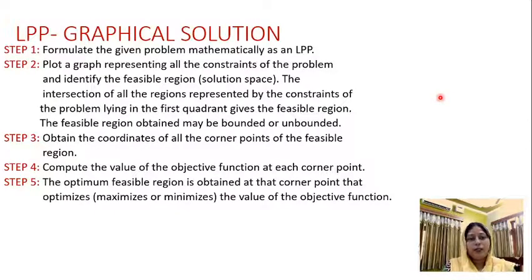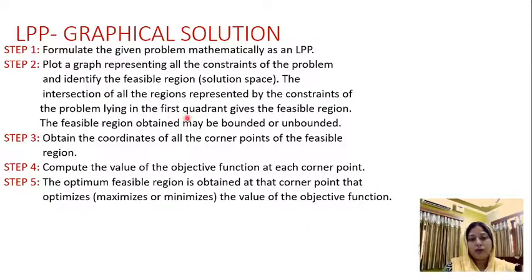LPP graphical solution. Step 1: Formulate the given problem mathematically as an LPP. Step 2: Plot a graph representing all the constraints of the problem as equations and identify the feasible region or the solution space. The intersection of all the regions represented by the constraints of the problem lying in the first quadrant gives the feasible region. The feasible region obtained may be bounded or unbounded. Step 3: Obtain the coordinates of the corner points of the feasible region. Step 4: Compute the value of the objective function at each corner point. Step 5: The optimum solution is obtained at that corner point that optimizes, that is maximizes or minimizes depending upon the problem, the value of the objective function.